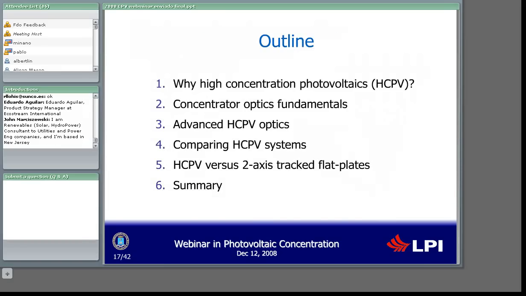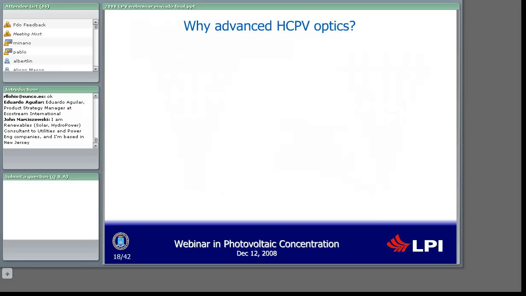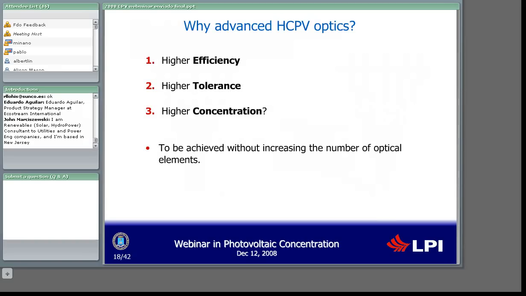Let's talk a little bit about more advanced optics for high concentration photovoltaics. And the first question is why advanced optics could help. First is that they have the potential of obtaining higher efficiency, especially at systems level, higher tolerance, and if needed, high concentration. And these three items to be improved need to be achieved without increasing the number of optical elements in order to keep efficiency high and cost low.